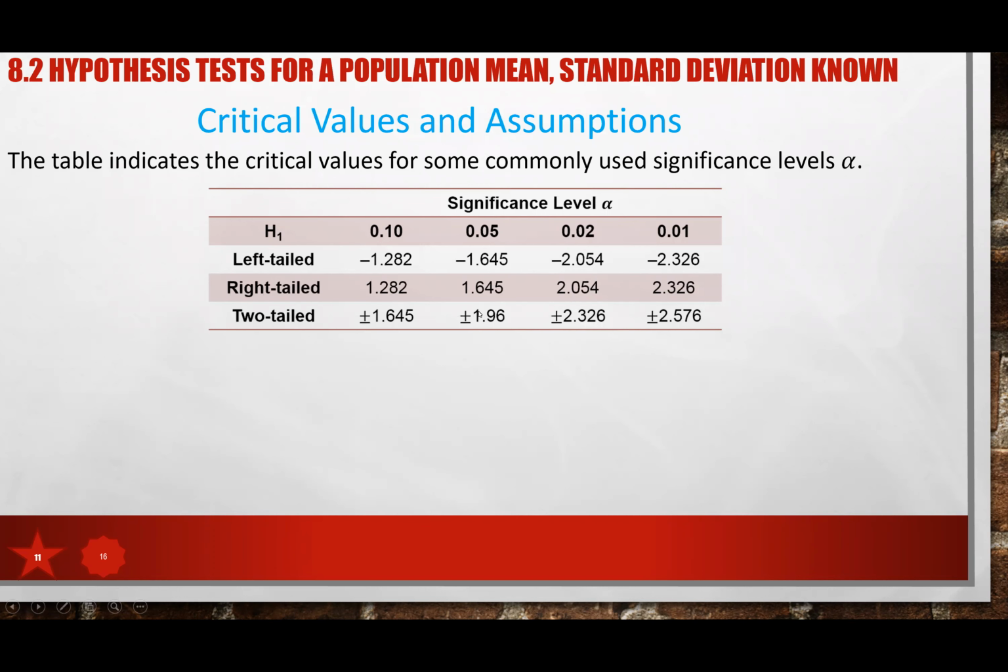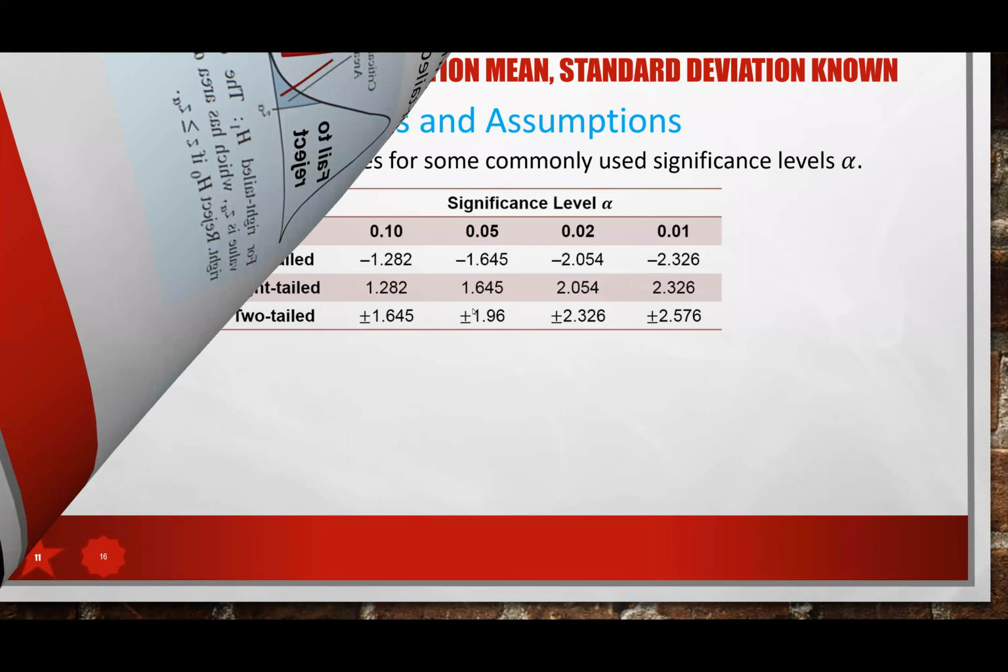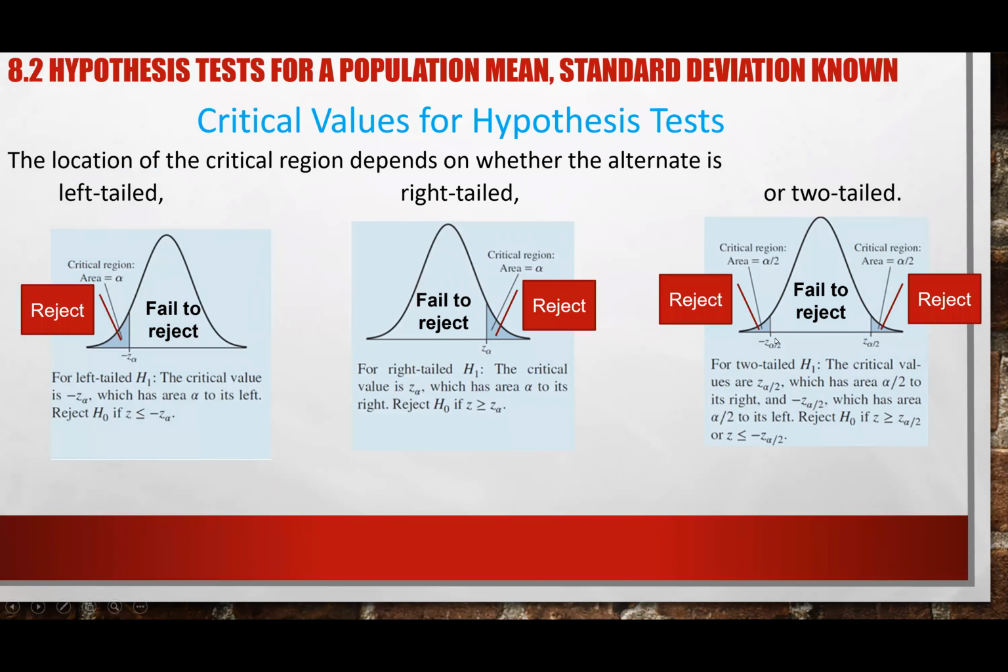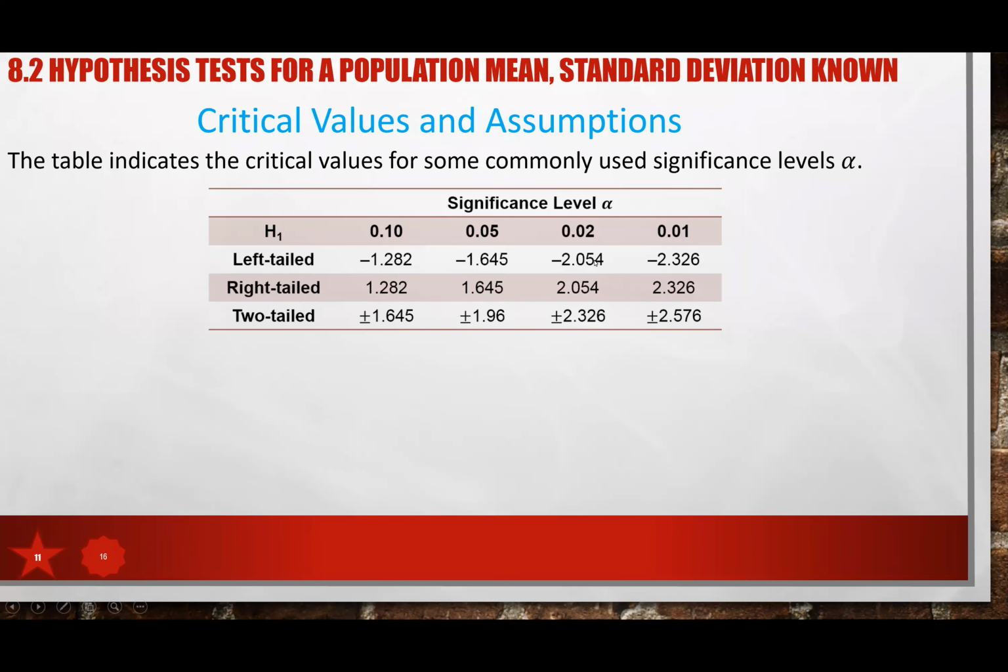The two-tail, ladies and gentlemen, if you have questions, you might say, wait a minute. First of all, for the two-tail, one of the critical values is negative and one is positive. Remember, two-tail means we have one tail on the left and one tail on the right. So for the two-tail, you have a negative Z and a positive Z critical value. As you can see, you have two items.